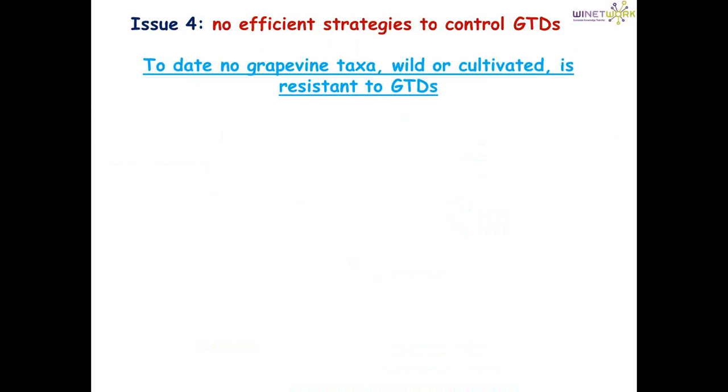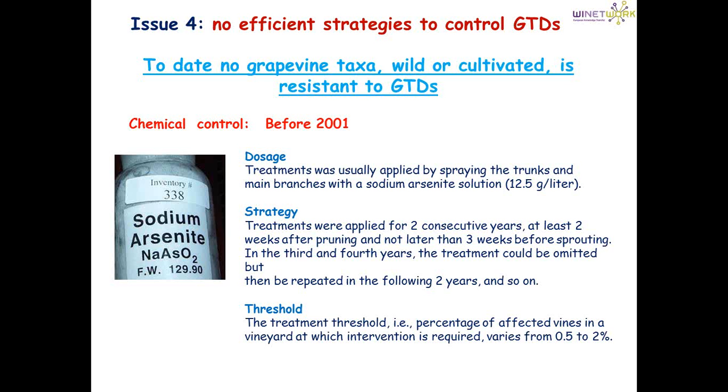Another problem is that no efficient strategy to control GTD is available at the moment. It's important to say that currently we have no cultivar or Vitis taxa that show resistance against GTD, and that currently no chemical is able to control these diseases. And before 2001, we could use sodium arsenite, usually in this way: a treatment on wood in winter for 2 consecutive years, then 2 years without any treatment, and so on.